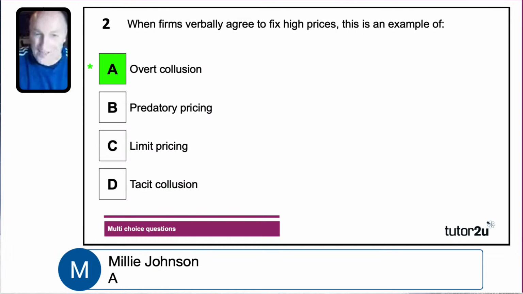We'll come on to predatory pricing in a second. Limit pricing is when you set a price sufficiently low to make a new firm coming in almost guaranteed to make a loss. Now, that is not illegal. Tacit collusion, of course, is unspoken collusion, where firms essentially agree not to compete, associated with the price leadership model.